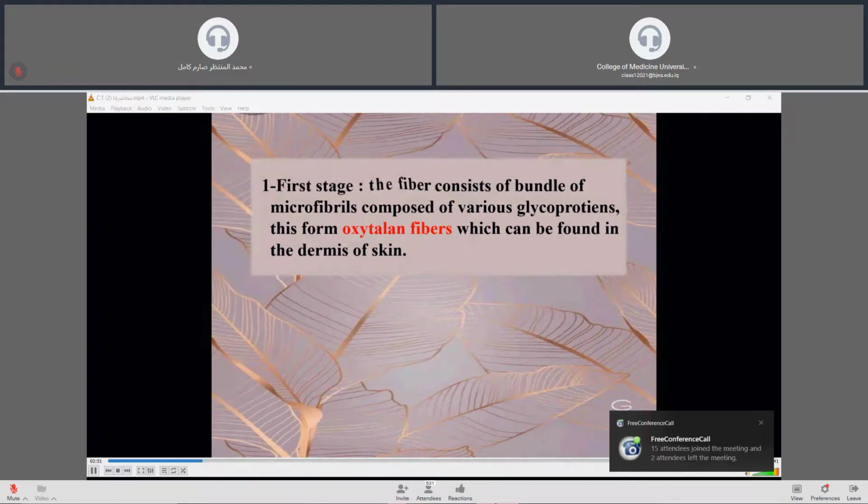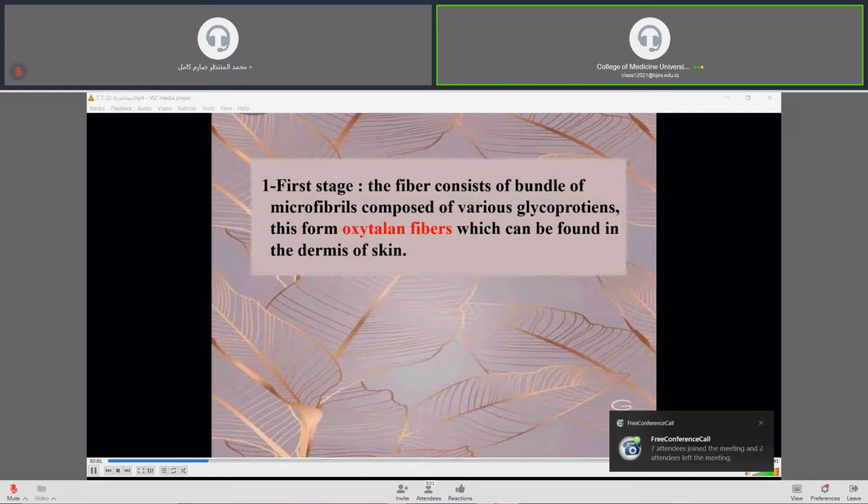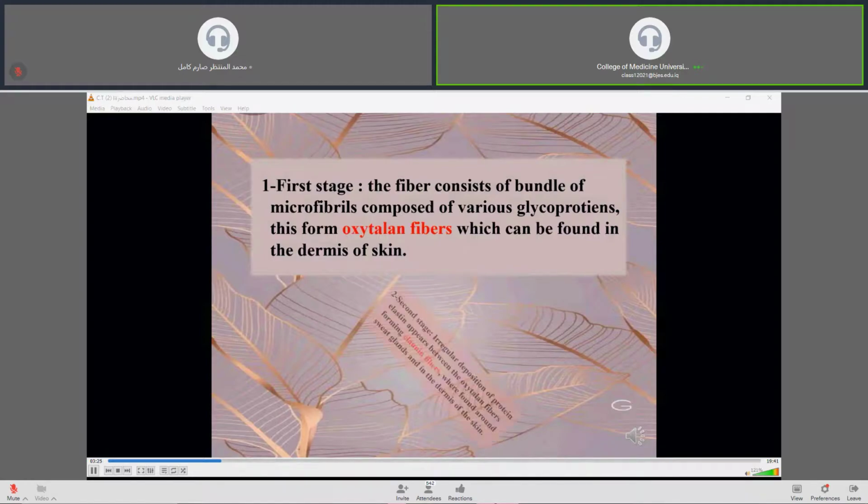In the first stage, the fiber consists of a bundle of microfibrils that are composed of various glycoproteins. This forms oxytalan fibers. So we notice that the first stage in which the elastic fiber forms is a bundle of microfibrils composed of glycoproteins. At this stage, this type is called oxytalan fibers, which can be found in the dermis of the skin.